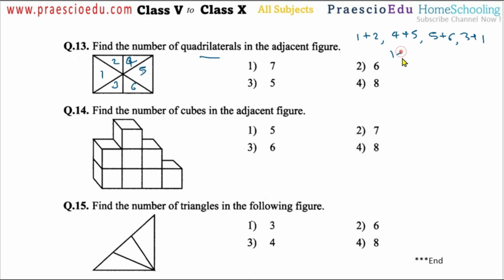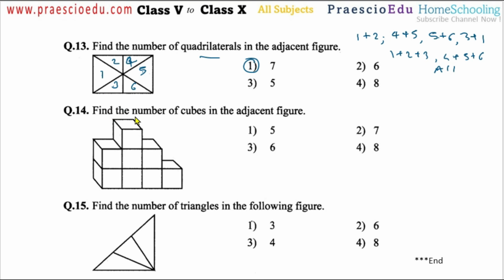Then 1 plus 2 plus 3, that is the one. Then 4 plus 5 plus 6, that is another one. And then we can say all these ones. So 1, 2, 3, 4, 5, 6 and 7. So there are the total 7, so 7 means option number 1 is the correct one.